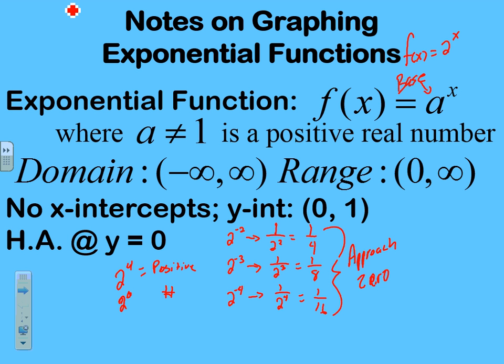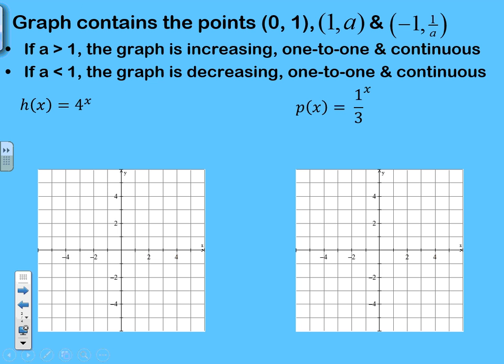Now, the bigger the negative exponent gets, the closer it approaches 0, but it never actually becomes 0. That's why the range is going to be something greater than 0 all the way up to infinity. And as a result, we wind up with a horizontal asymptote where y is equal to 0. So those are some introductory ideas of what an exponential function does.